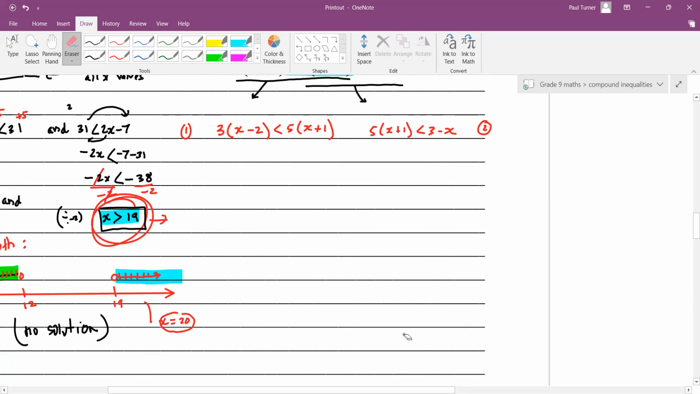There may be no solution. So there's 3 options. So there could be no solution. There could be a solution. So it could be something like minus 3 less than x less than or equal to 2, something like that. It could be an answer. Could there be anything else? Or it could be all real numbers. That's another possibility, all x values.